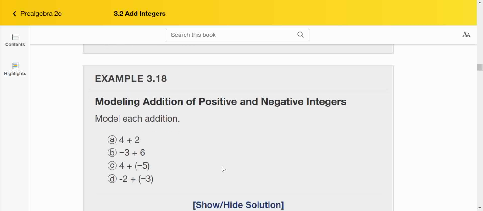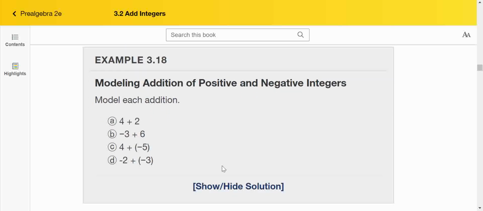Example 3.18. Modeling addition of positive and negative integers. Model each addition. Here we have A, B, C, D.